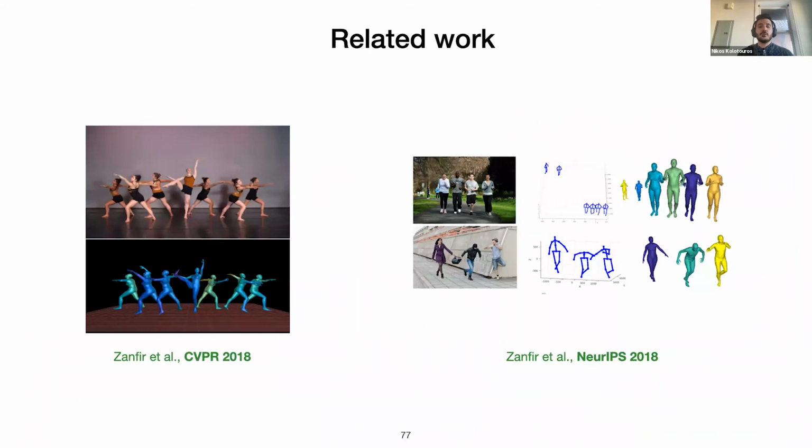I want to mention here that we're not the first to attempt to solve this problem of model-based pose estimation. There are two works from Zanfir et al., from CVPR 2018 and NeurIPS 2018. The first used scene constraints in an optimization framework, whereas the second used a bottom-up regression approach by first detecting body joints, followed by grouping and then pose estimation.